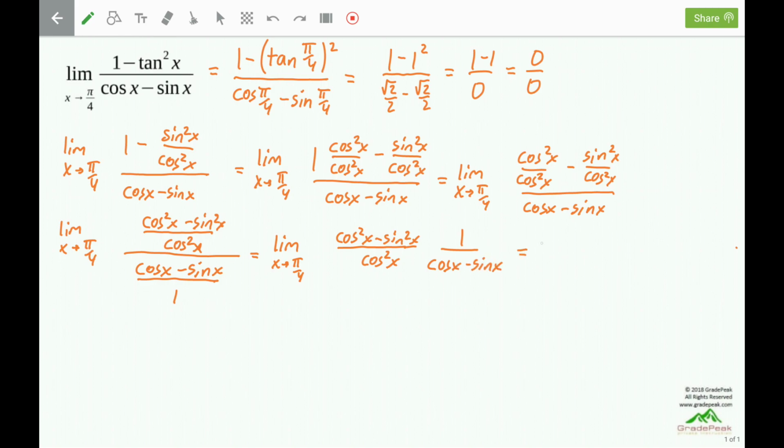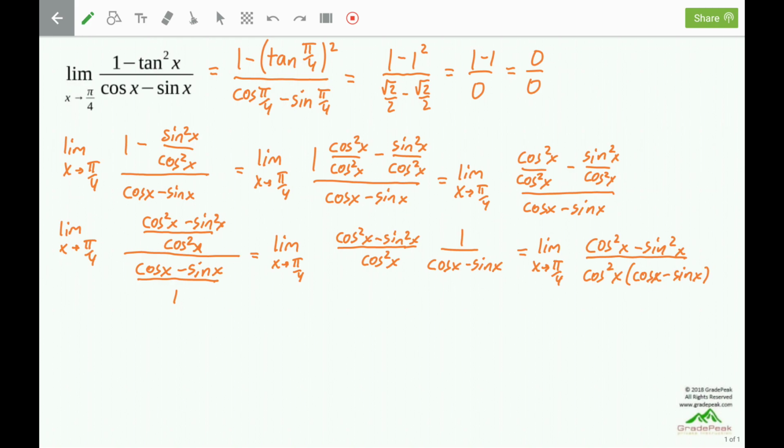And now we can multiply those fractions so that we get a single fraction here, and that will give us 1 times cos squared x minus sine squared x divided by cos squared x times the cosine of x minus the sine of x. Now, I'm not going to distribute the cos squared of x in there because I'm going to need to factor and cancel. We still have 0 over 0. We haven't changed that yet.